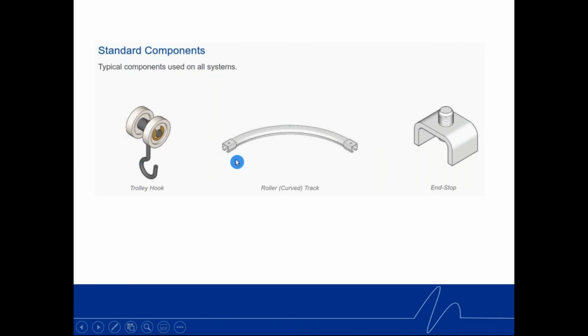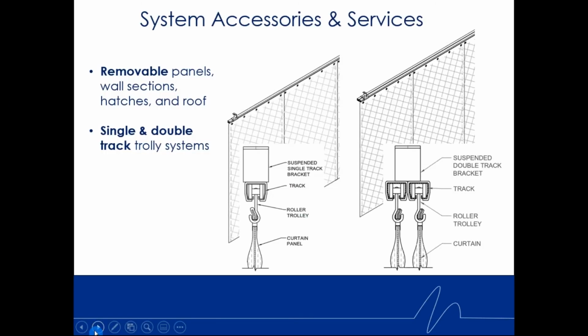Typical trolleys: we have some roller track, because sometimes we can actually slide our track. We talk about double track. We'll talk about that in a minute, where you can actually slide one panel behind the other. And that's what we show here, system accessories and services. So these panels are inherently removable. The panels will come with factory installed grommets at the top that just hook onto the hooks of the trolleys that then go into the track.